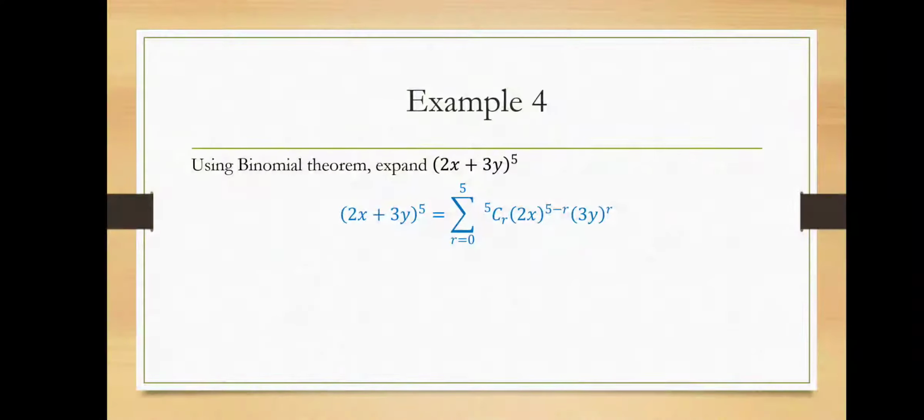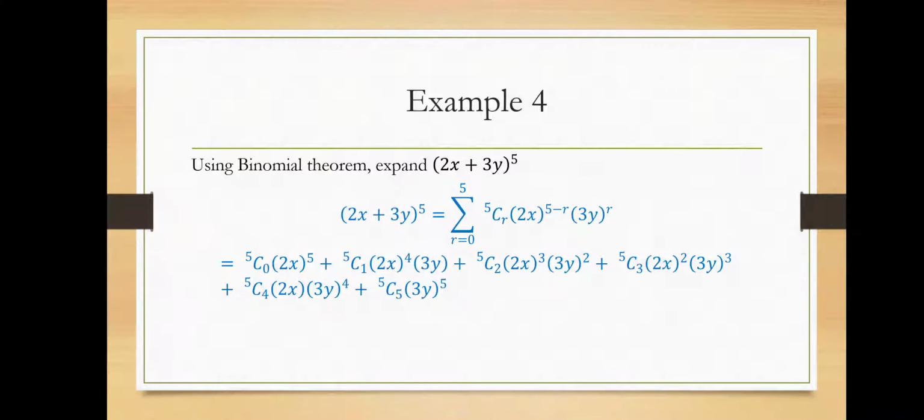If I just expand it, first r will be 0, so 5C0 (2x) to the power 5, and (3y) to the power 0 doesn't exist, so you need not write it. Then 5C1 (2x)^4 into 3y, 5C2 (2x)^3 (3y)^2, 5C3 (2x)^2 (3y)^3, and so on till the last term, 5C5 (3y)^5. Now all you need to do is go on computing all the values, multiply everything, and finally you will arrive at this answer.